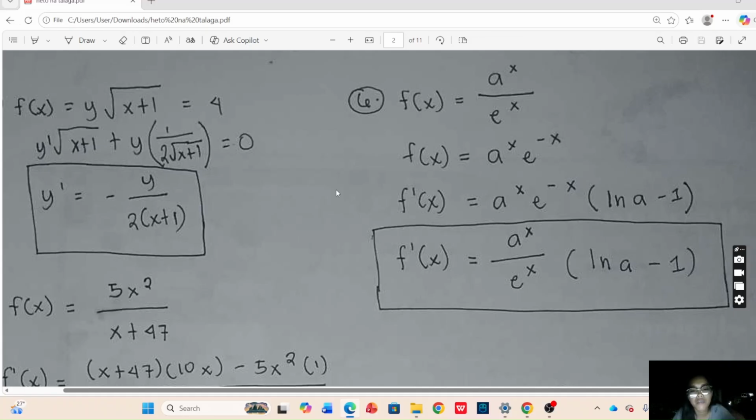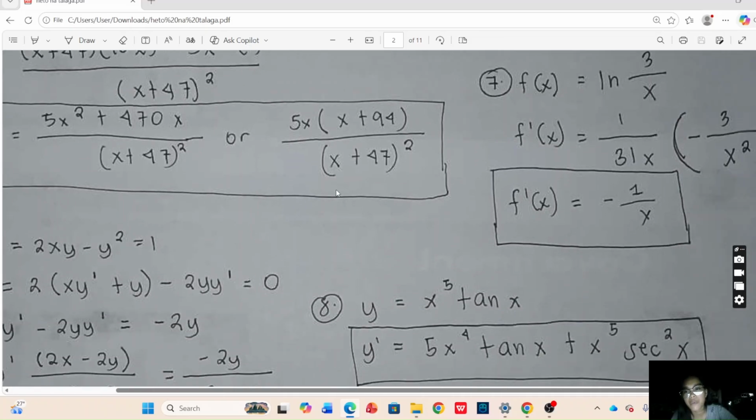The derivative of a raised to x is a raised to x multiplied by the natural logarithm of a, and the derivative of e raised to negative x is negative e raised to negative x. So we substitute and factor common terms. The final derivative becomes a raised to x divided by e raised to x multiplied by the quantity natural logarithm of a minus 1.